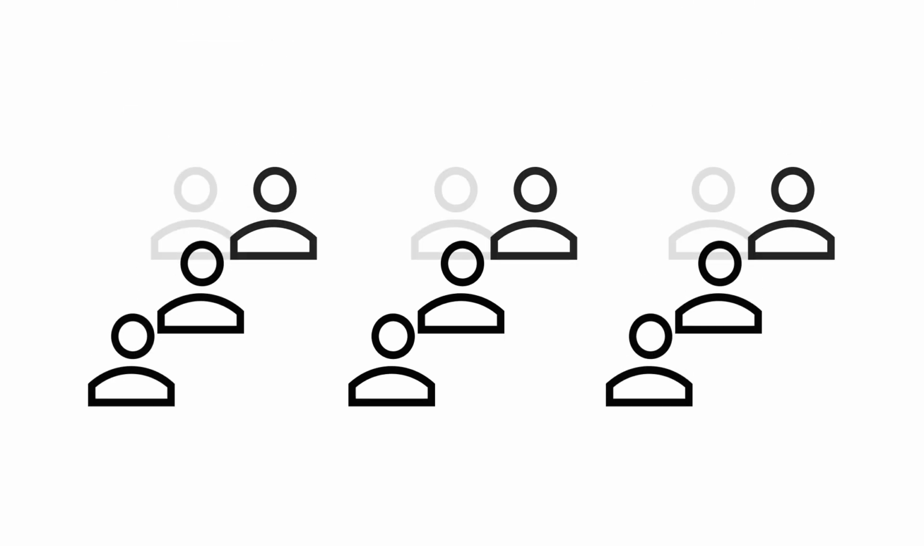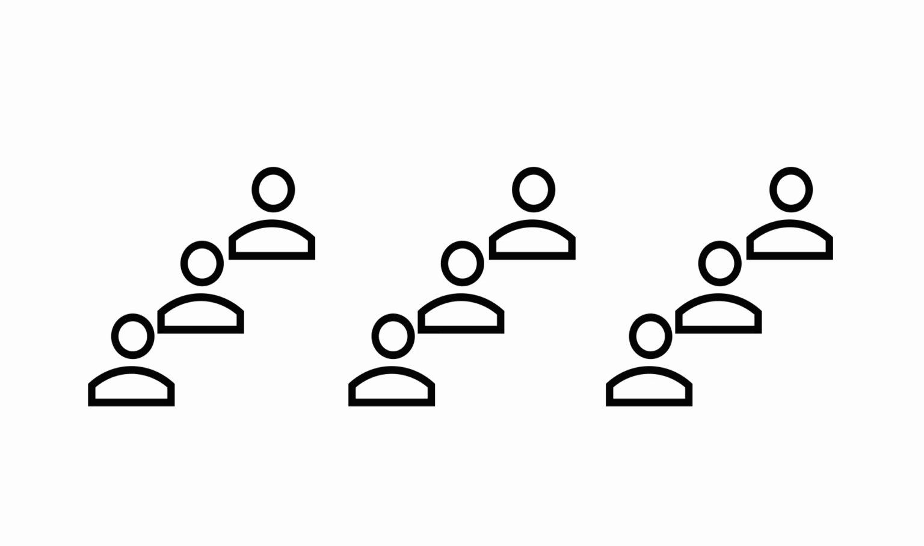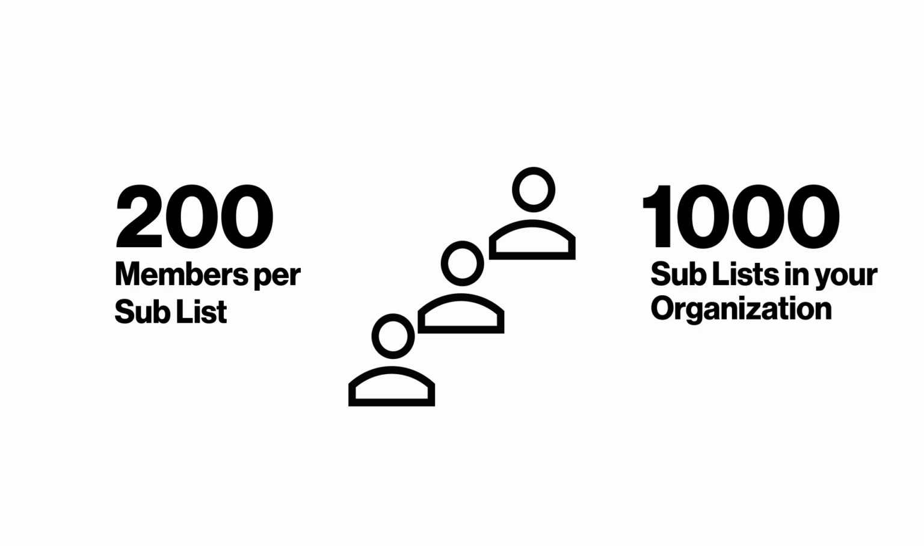A sublist is a dynamic collection of two or more contacts. Sublists are an improvement over templates in that any change, addition, or deletion to the members of a sublist will automatically update all lines assigned the sublist. This gives you a powerful way to update contact lists with one transaction. Each sublist can have up to 200 members. You may create up to 1,000 sublists in your organization.